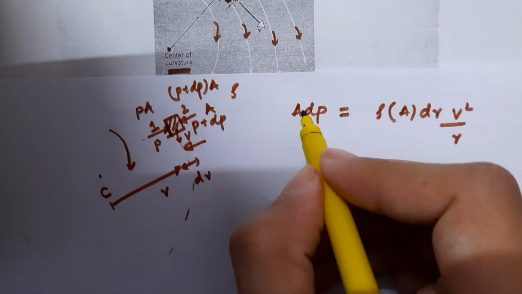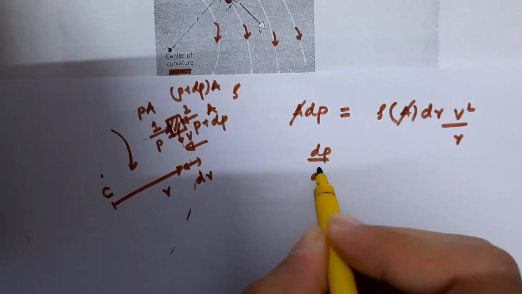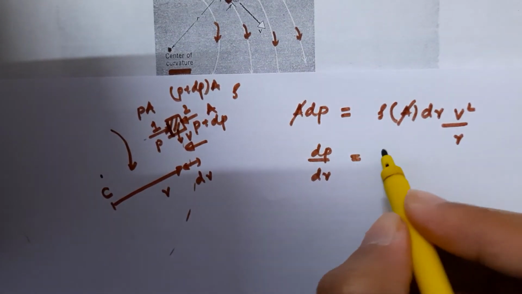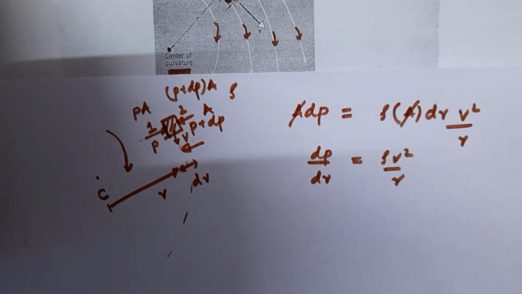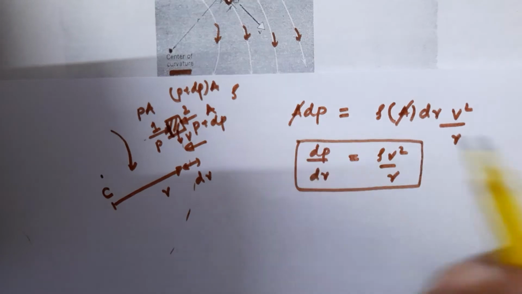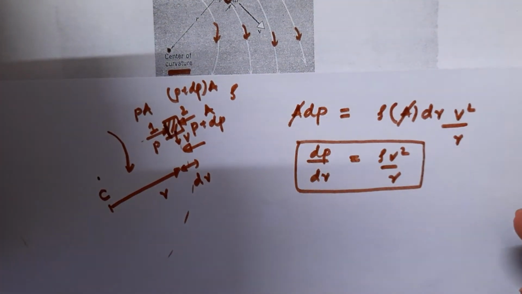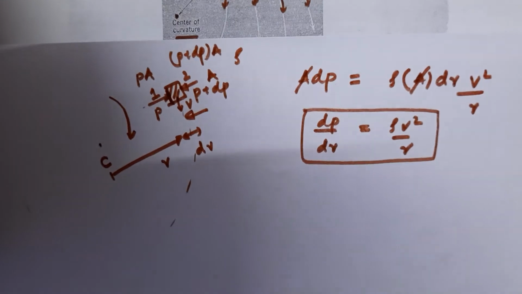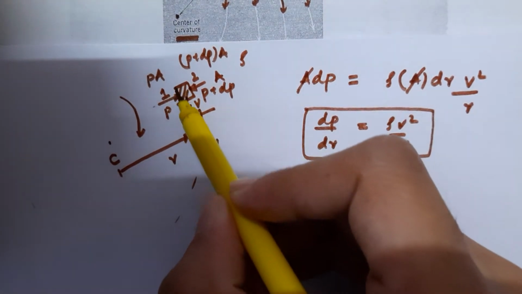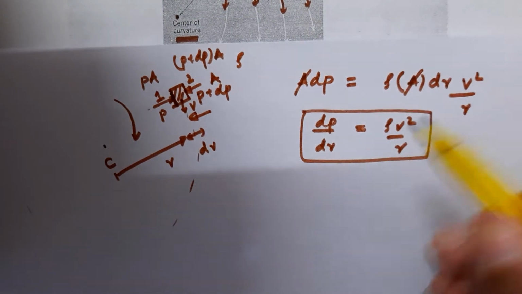From this, A cancels out from both sides. I get dP by dr equal to rho v square upon r. That is a useful relation you will encounter in many problems: dP by dr equals rho v square upon r, right? Next, I can apply Bernoulli's theorem between 1 and 2. Let us try what happens, right?